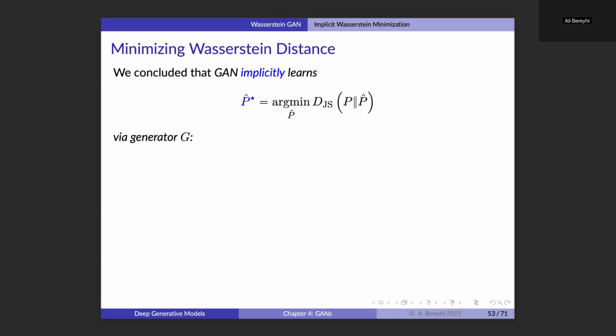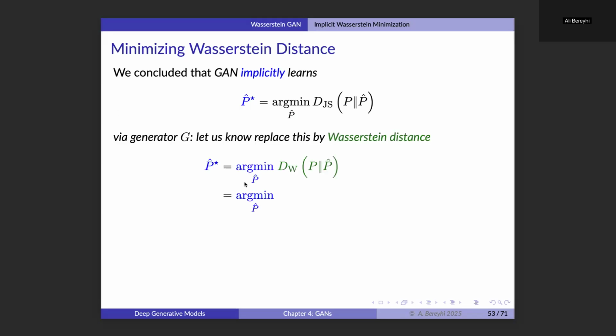The point is that if we could solve this problem, P hat should be exactly P. And then we hope that when we do it computationally by a model, by a generator, we're eventually going to end up having a good approximation of the data distribution. So how do we do it using a generator? We define a generator, and then we minimize over all possible generators. Now, if we want to do the same thing implicitly with Wasserstein distance, we're going to replace this JS divergence here with the Wasserstein distance here.